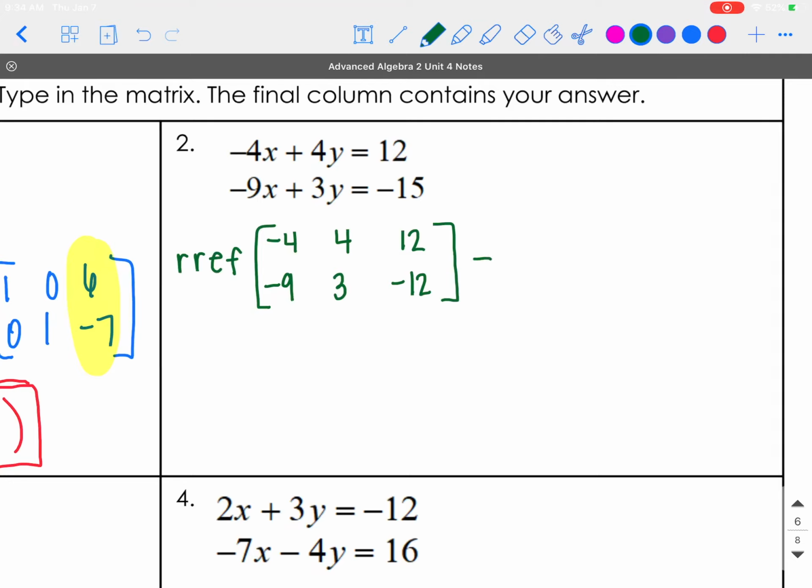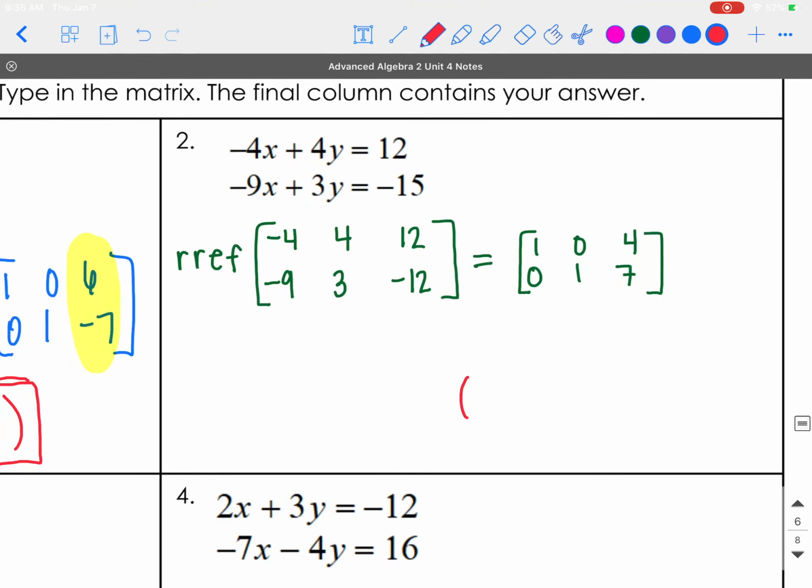So when you type that in your calculator, I'm not going to just sit here in silence and let you do that. So pause the video and type it in. I do want you doing that so you have the practice and you know how to do it. You should get 1, 0, 4, 0, 1, 7, which means that our solution is 4, 7.